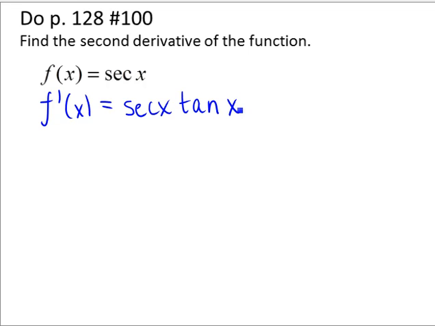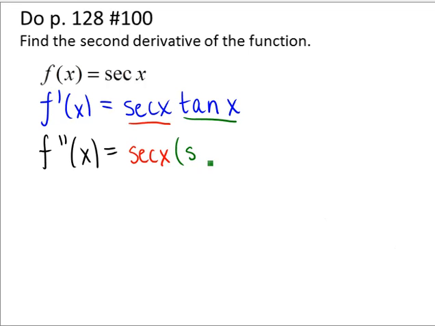Now that you have the first derivative, you are now able to find the second derivative. The second derivative requires the product rule. Notice my notation for the second derivative, f double prime. To take this derivative, then, we simply say to ourselves, the first, which is secant x, times the derivative of the second. The derivative of tangent x is secant squared x, plus the second, which is tangent x, times the derivative of the first. The derivative of secant x is secant x tangent x.